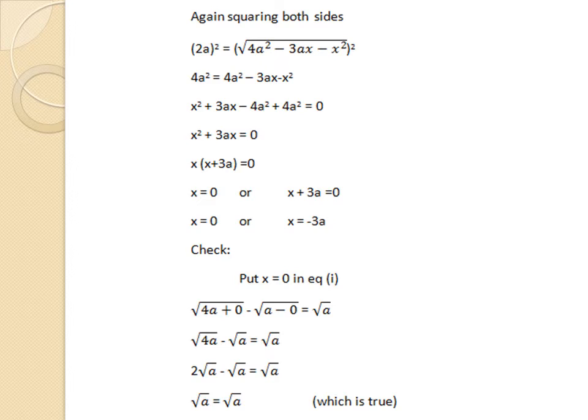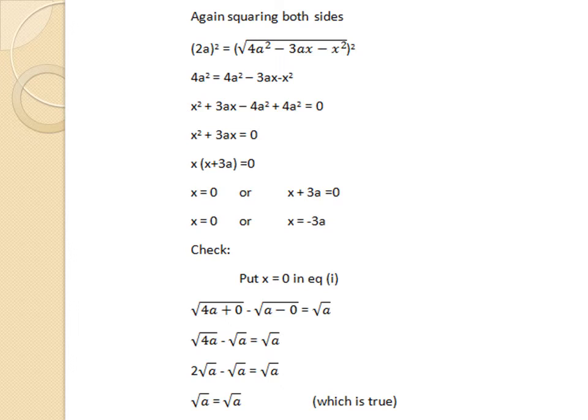We have 2a whole square is equal to square root of 4a square minus 3ax minus x square, whole square. And when we take square on the left side, we get 4a square, and when we simplify the right, your square will cancel your square root and we get 4a square minus 3ax minus x square. Let's shift the three terms on the right hand side to the left hand side and simplify your expression. You get x square plus 3ax is equal to 0. So if we factorize this quadratic expression by taking x common, we get x into x plus 3a is equal to 0. So either x is 0 or x plus 3a is 0.